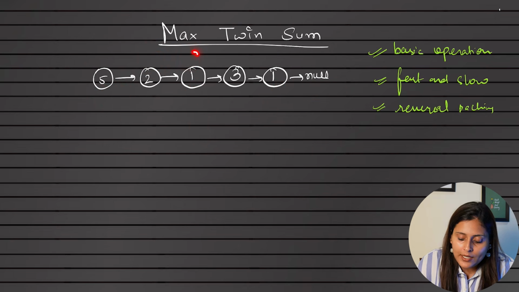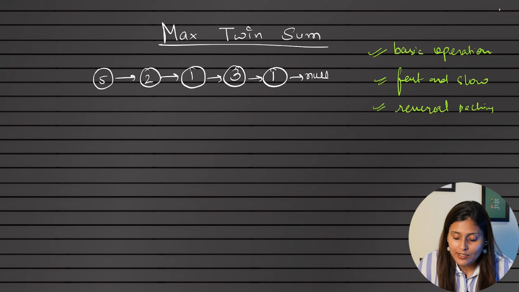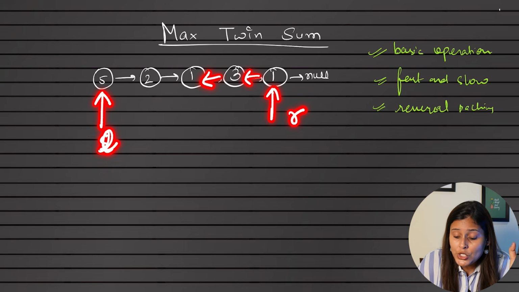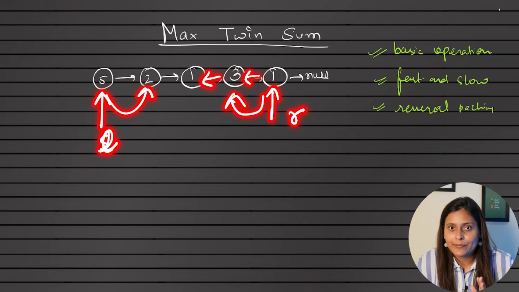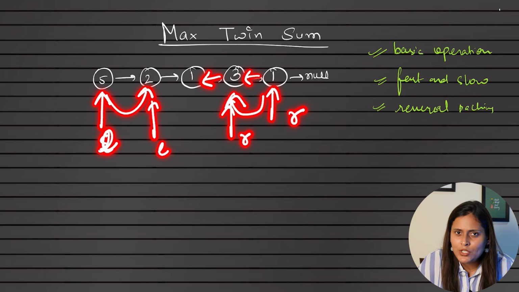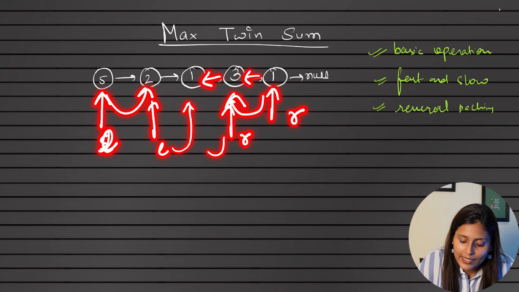So where is slow pointing? The middle. And now the rest half we have to reverse. Now again you will start your slow pointer, or you can say left pointer, and right pointer from here. You will do the summation. Next time left dot next and right dot next. This time you are coming back because you have reversed the half, right? So now your left will be here and right will be here. Again you will do the summation, save in the maximum variable. Again you will do left dot next, right dot next.